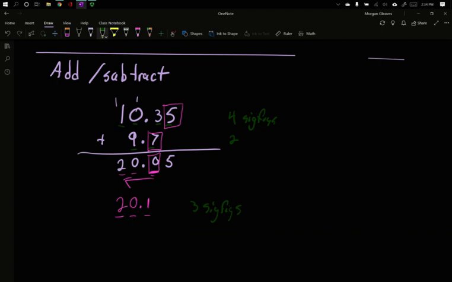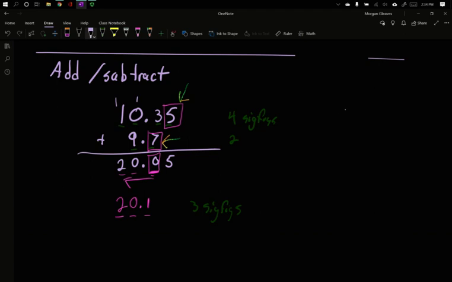Because it doesn't matter what the original number of significant figures were when you add and subtract. It matters what that last position was. Because whichever of those last positions was the least to the right, you get to keep that position and everything to the left in your final answer.